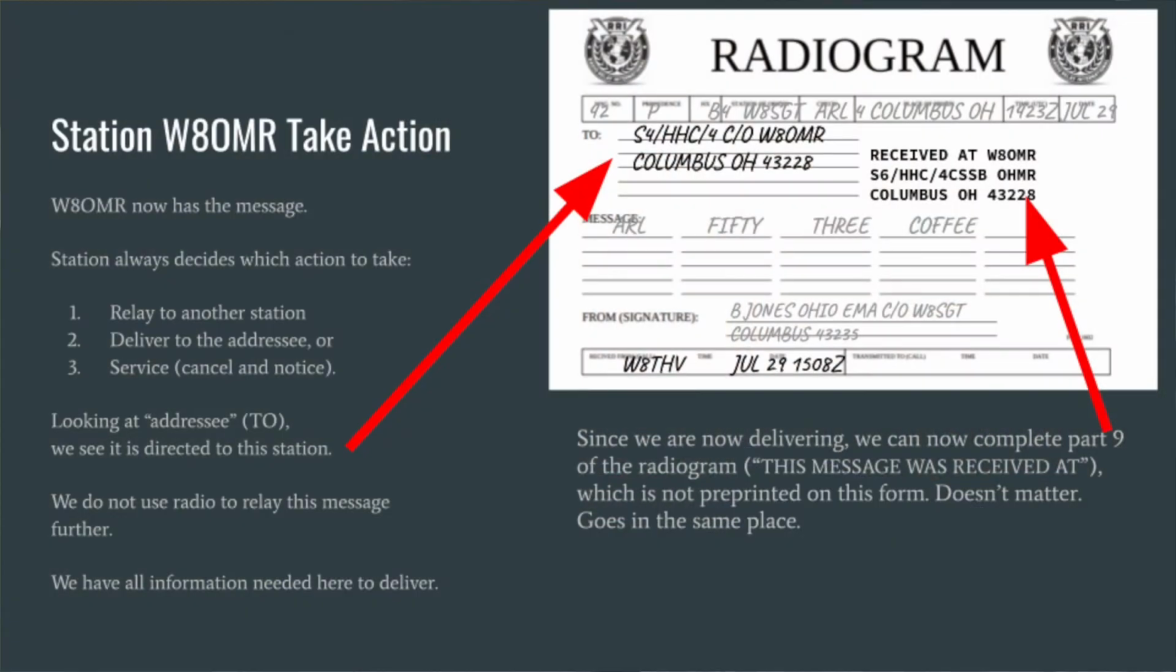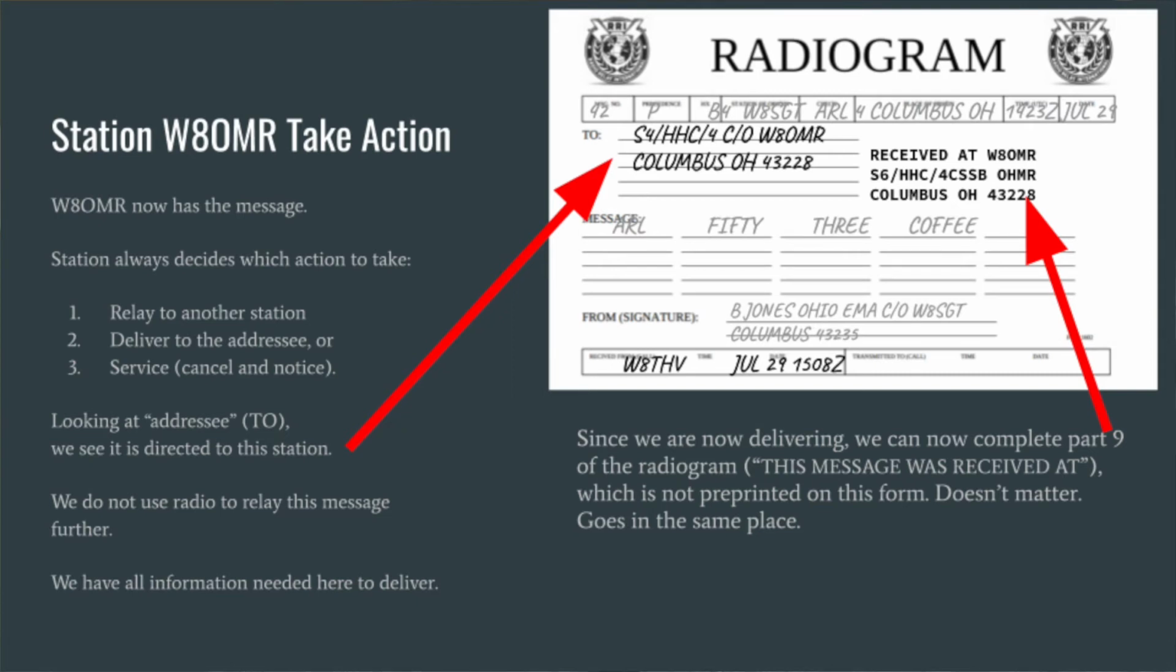In this particular case, this is a little bit interesting. We can see in the to field for this message that it is supposed to go somewhere care of this station W8OMR. And so that means that we can do something with it. In fact, W8OMR knows how to deliver that message. We know where that's going.